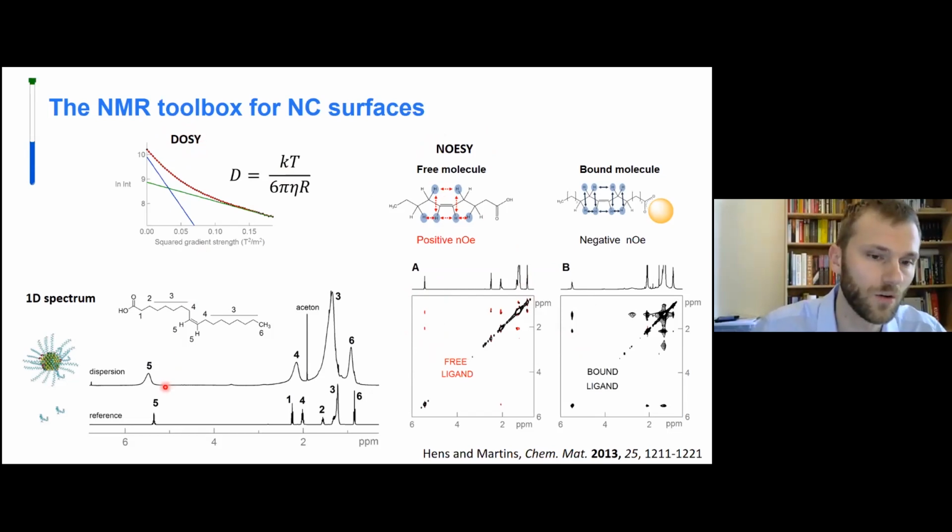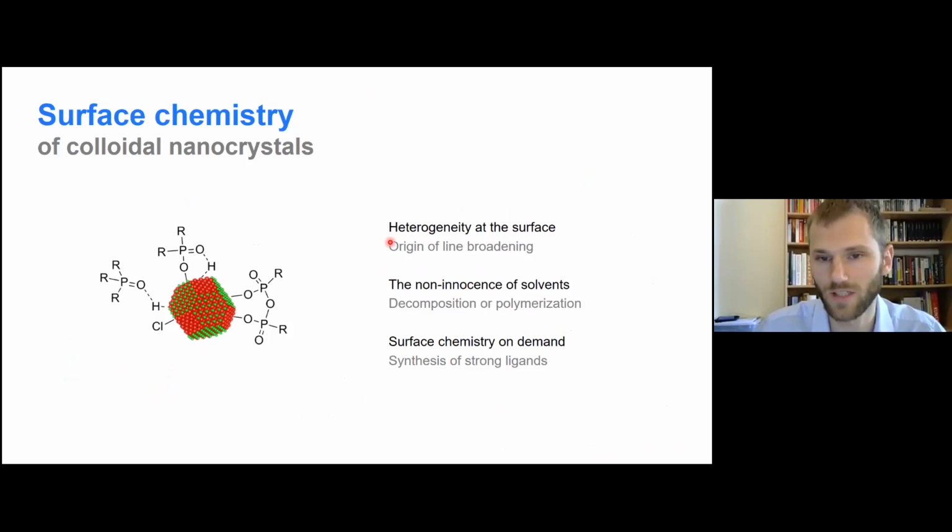What is, or what was, a bit more contentious is this line broadening and the origin of that. So the first section of this talk will actually be about that, the origin of this line broadening and how it is connected to the heterogeneity at the surface. Then in the second part, we'll talk about the non-innocence of solvents and how this can contaminate our sample. And in the last part, we'll talk about surface chemistry on demand, which means that we will synthesize new molecules, new ligands that will enable certain applications. But first to the line broadening.